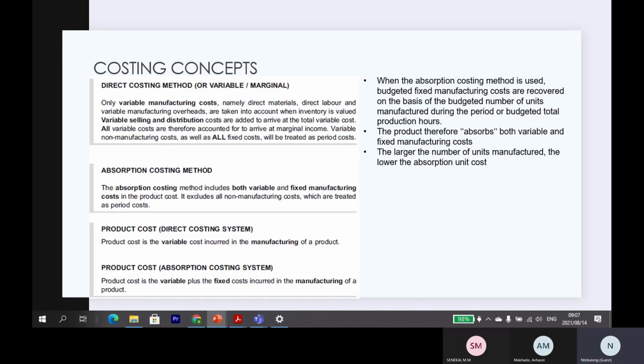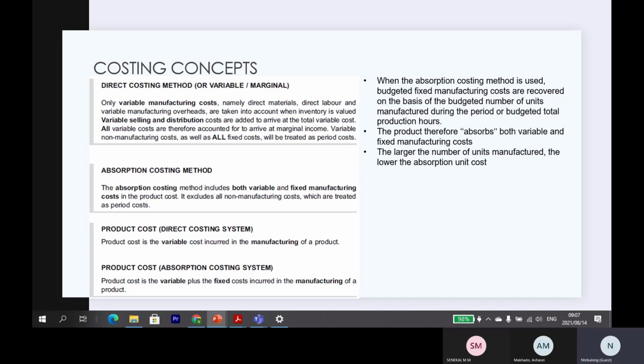So you are looking at all variable costs. Those are your manufacturing, your direct labor and material, and also your variable selling and distribution. We look at all variable costs in order to come to the marginal income. And this marginal income is your contribution, right? Because contribution is sales less your variable cost. And these variable costs are the ones that I just mentioned.